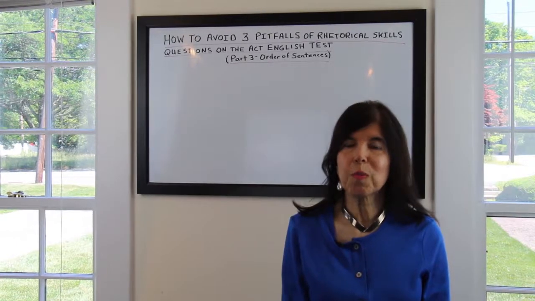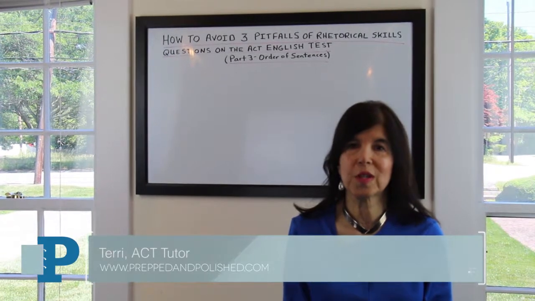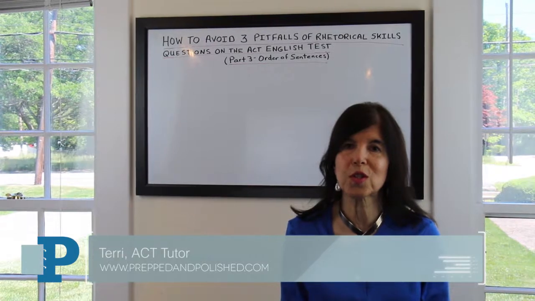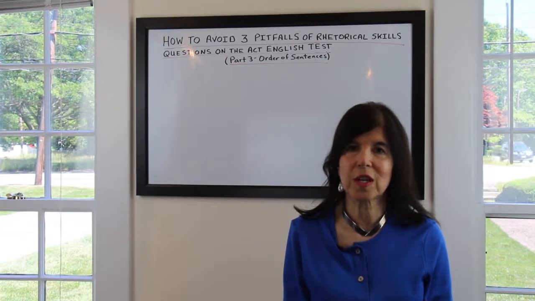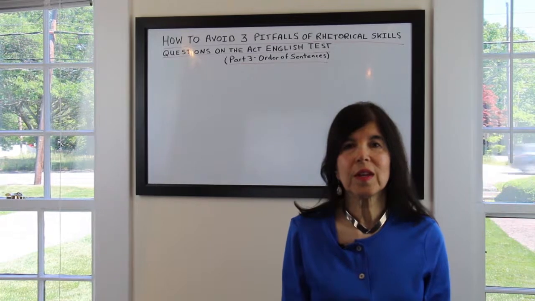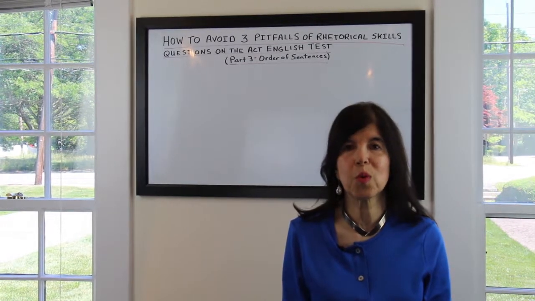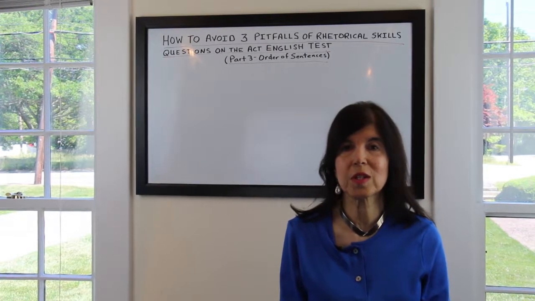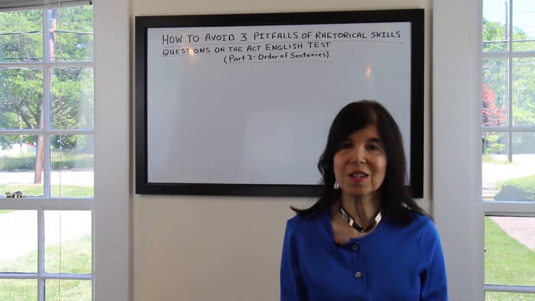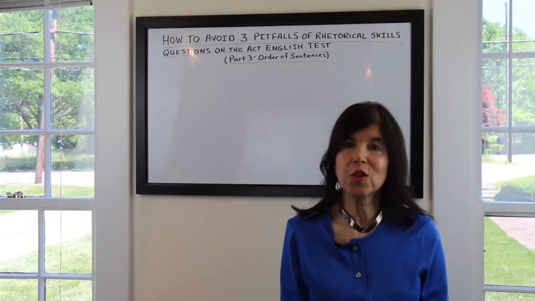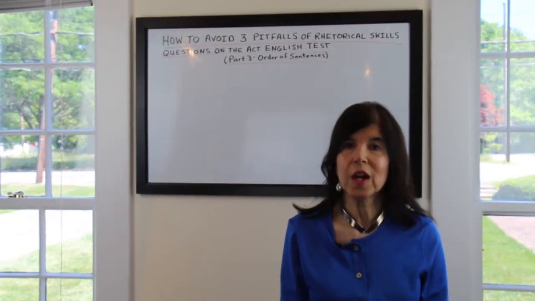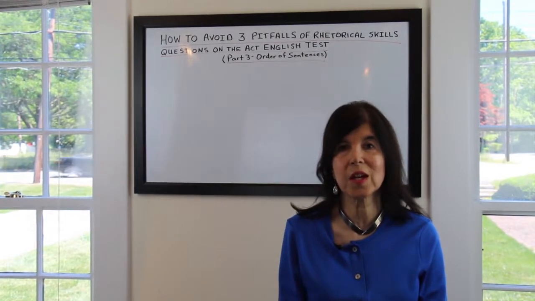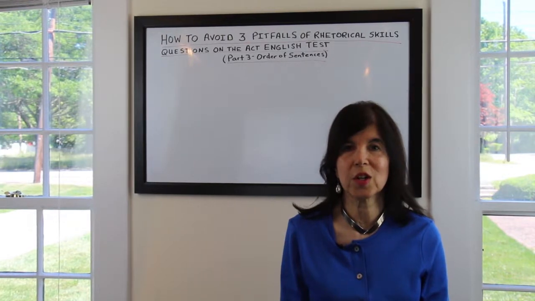Today I'm going to cover part 3 of a 3-part series on how to avoid 3 pitfalls of rhetorical skills questions on the ACT English test. Remember that the ACT English test has 2 types of questions: usage and mechanics, and rhetorical skills questions. Usage and mechanics cover punctuation, grammar, word usage, and sentence structure, while rhetorical skills questions test style, organization, and strategy.